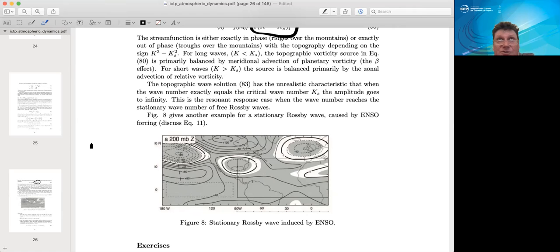Topography, tropical heating, and also heating in the Rossby waves themselves, because for the time being, we have assumed that they are completely dry. But in reality, if we take into account, for example, moisture processes, then that will also be a reason to lead to vertical velocity and so on.